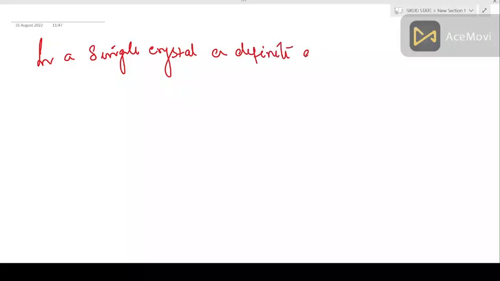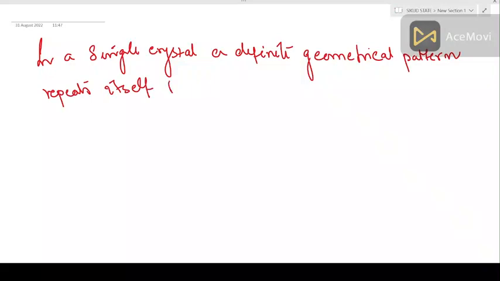So right now, what you can say is that in a single crystal, a definite geometrical pattern repeats itself throughout the space, or in 3D, in 3 dimensions.